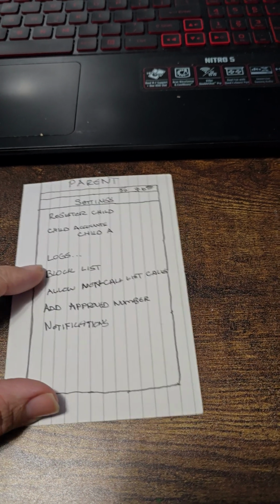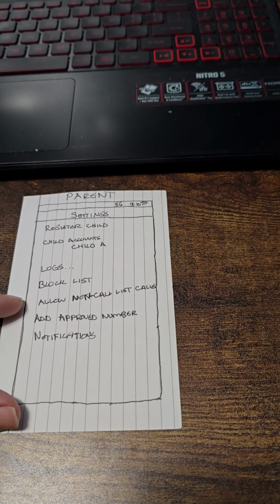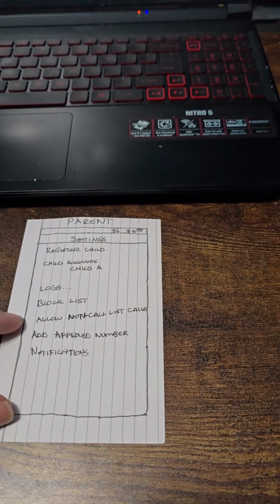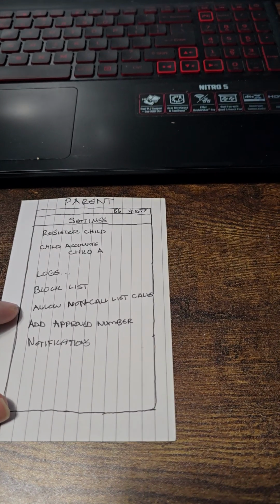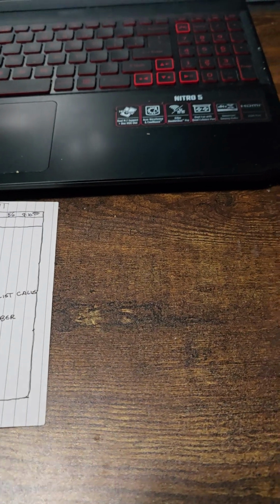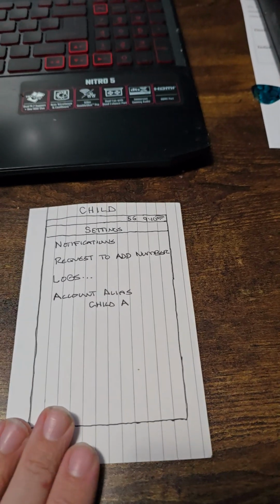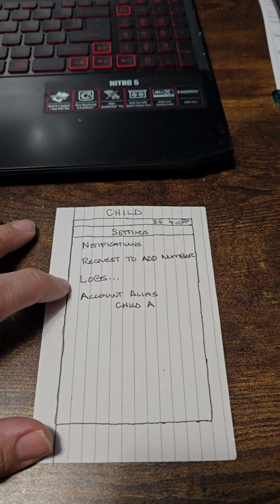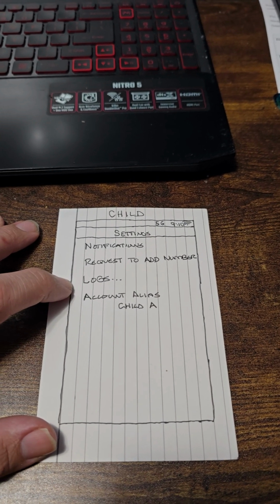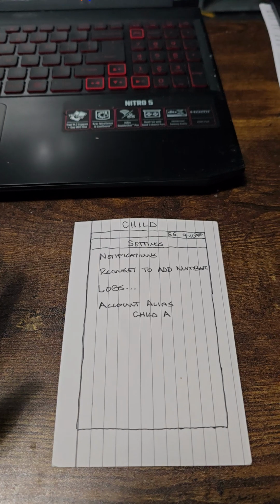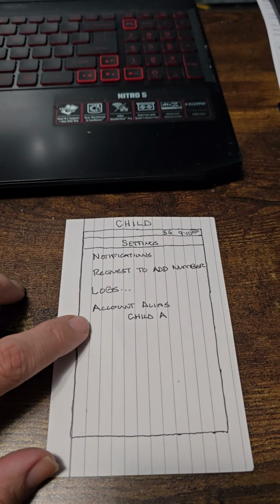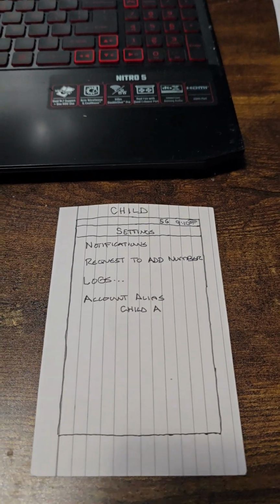They get logs of what numbers are being called to and from the child account, a block list that the parents can define, as well as a setting that allows the child to only allow calls that are on their approved contact list. There is also a notification list, so whenever the child gets a call or whenever the parent gets a call, the parent is notified. That way, they immediately know if something's wrong and can intervene. And this would be an example of the child's view. So the child can actually request to add a number to their list. They also have access to the log, so they can have a reminder of what numbers are not on the approved list, or what kind of things have taken place. And then the account alias, which translates to the child account.